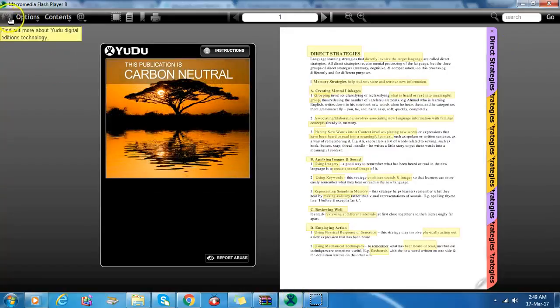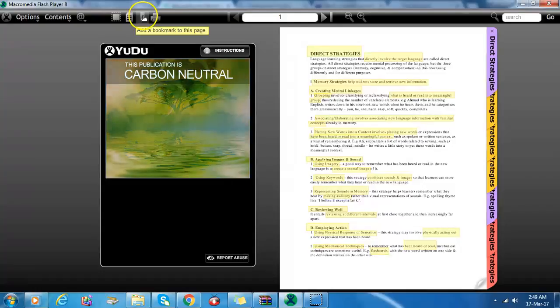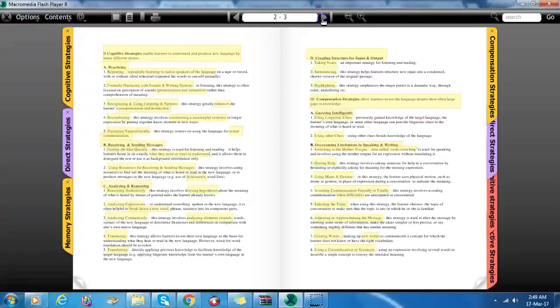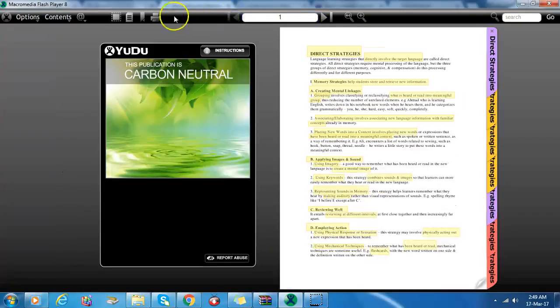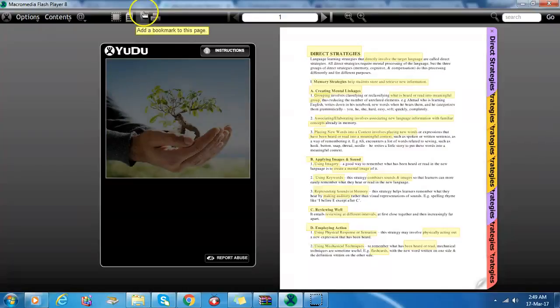Above here there are many functions for you to use, but I'll be focusing on the highlights and also the bookmark. It's just like a book where you can flip through the pages. You can go to the next page and you can go backward. First of all, let me focus on the bookmark.